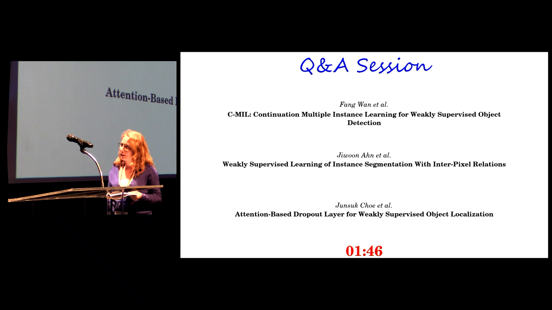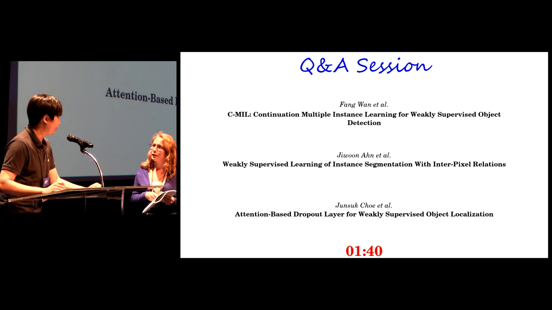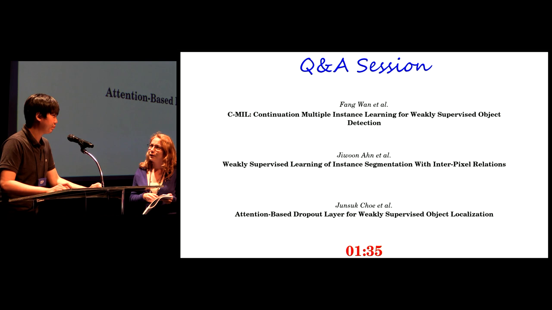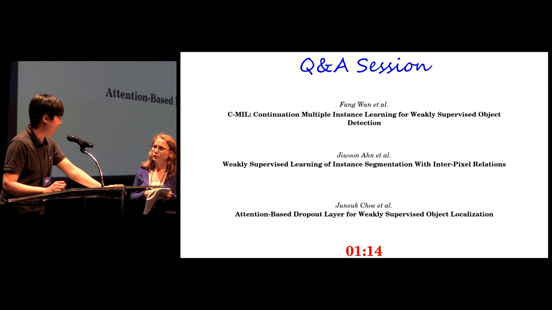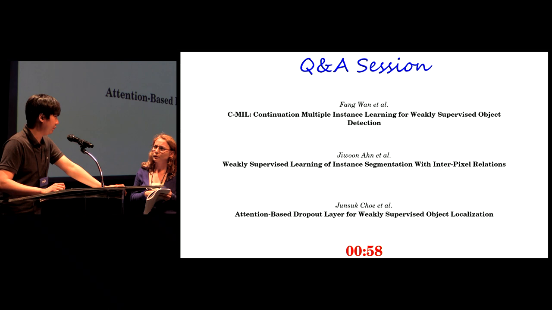So the question is the relation between each part of the object. Yes. Actually, we do not tackle the problem. The failure case is that the heat map extends too large, so the background can be localized for the ImageNet dataset. But for a fine-grained dataset such as CUB, the discriminative power of the background is very low, so there's no problem. But on ImageNet, the heat map extends too large, so it may fail. Tackling the problem is our future work.